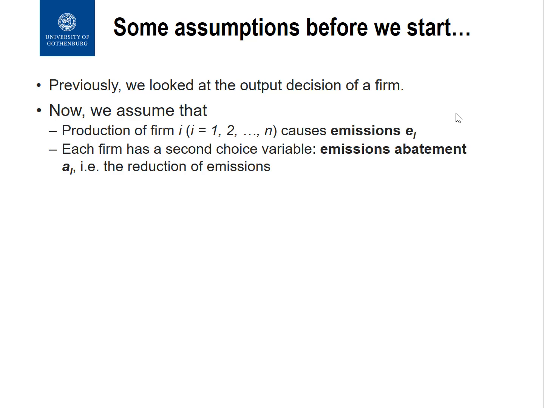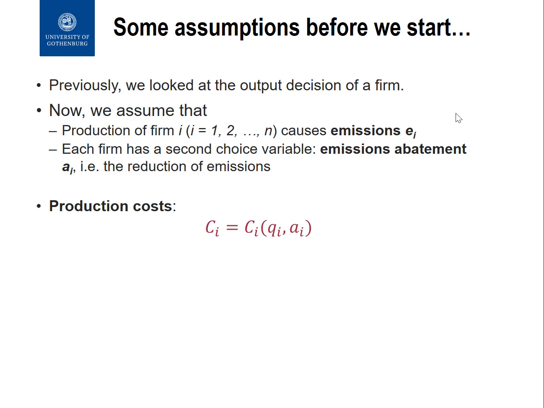Before we start, we need some assumptions. Previously, we looked at the output decision of a firm, how much it produces given the market price. Now, we assume that the production of a firm i causes emissions denoted by E_i. So, each firm has a second choice variable, the first one being production quantity. And this second choice variable is the reduction of emissions. We call it emissions abatement and denote it by A. Therefore, production costs depend on both the produced quantity Q_i and abatement A_i of each firm i.